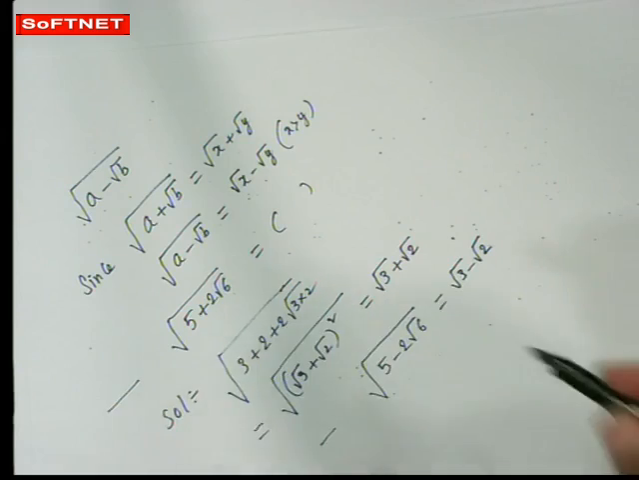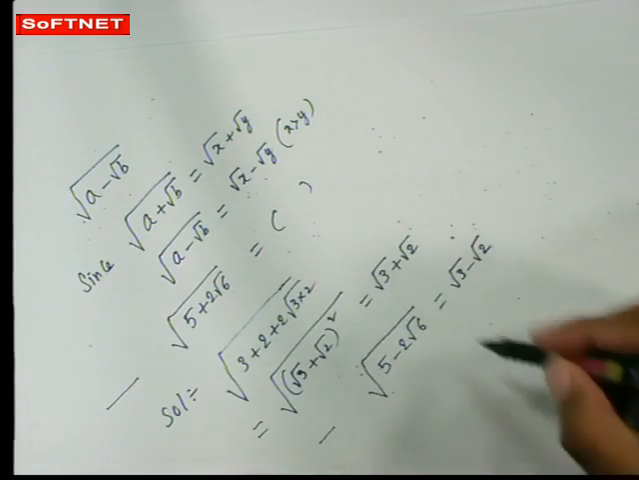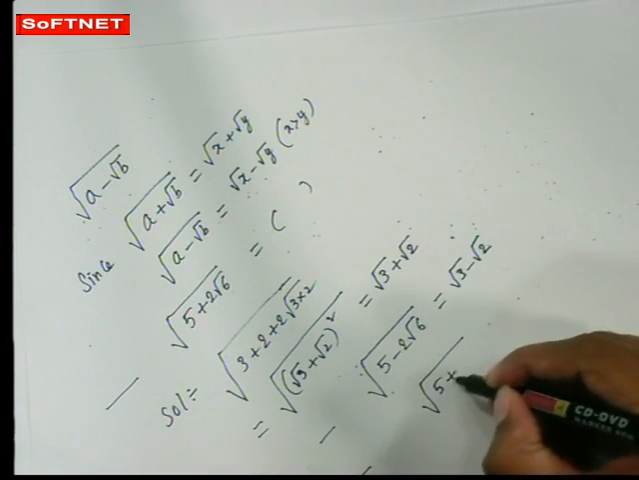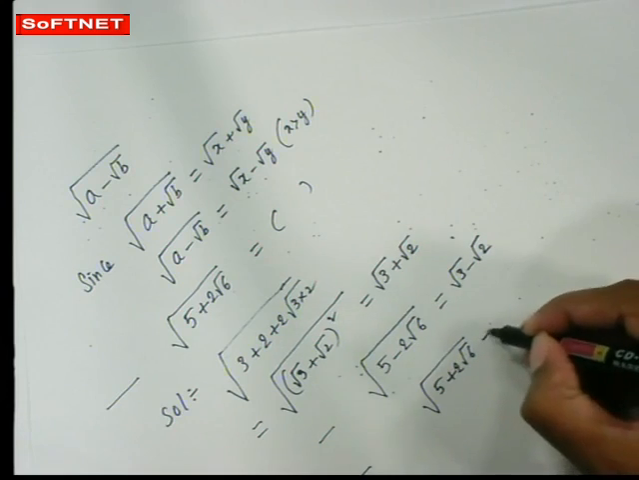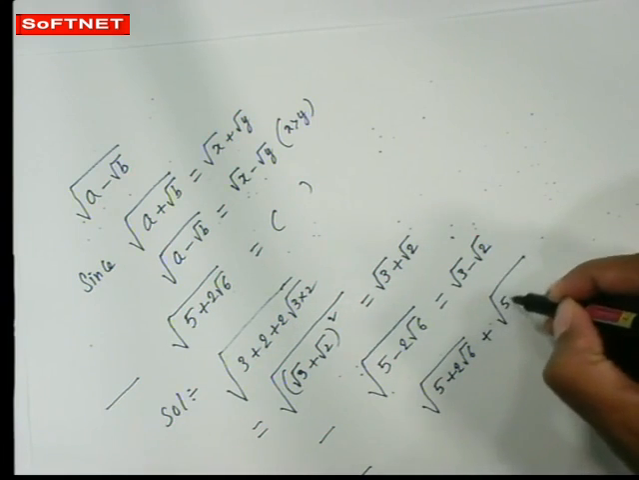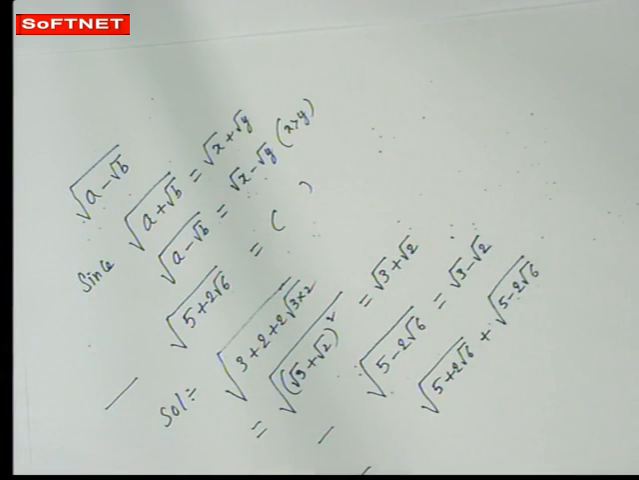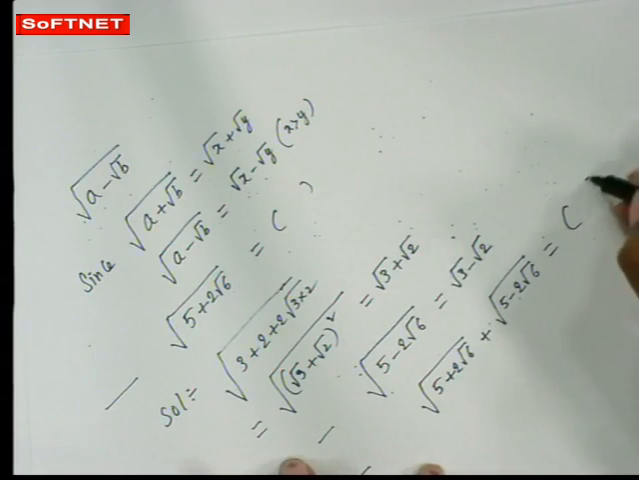The question may be like this: square root of 5 plus 2 root 6, plus square root of 5 minus 2 root 6. You may be asked this question also. So, how can you solve this question?